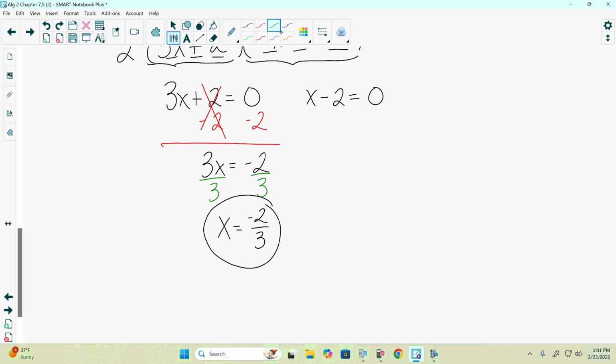We can do the same thing with x minus 2. We add 2 to both sides, our negative 2 plus 2 is 0, and 0 plus 2 is 2. So it's telling us that our two solutions for this are 2 and negative 2 thirds. And since neither one of these is a restriction, a value of x that would make the denominator be 0, both of these solutions work.